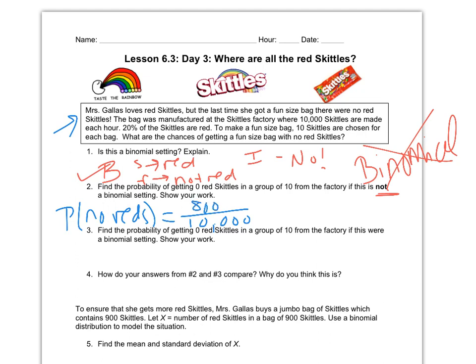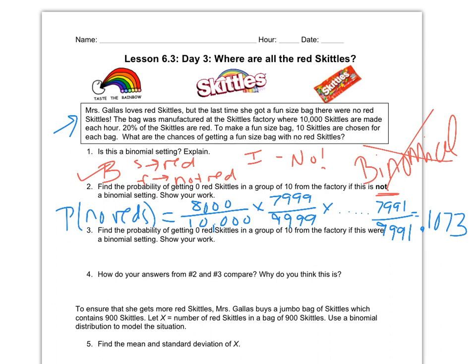So 8,000 of them are not red, times, now I have 7,999 of them that are not red out of 9,999 of them. Okay, and we're going to do that all the way down until I get to 10. So this would be my 10th Skittle here. I'd have 9,991 of them that I'm choosing from, which gives me a probability of 0.1073.